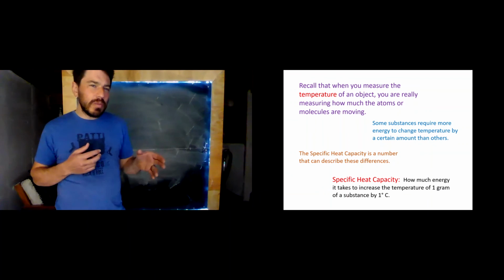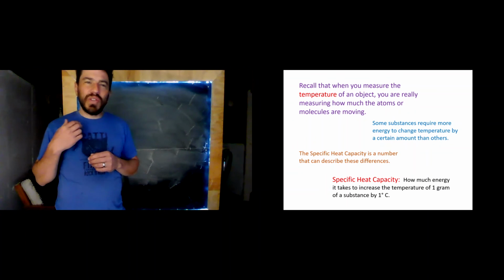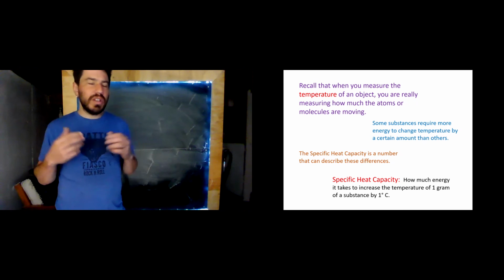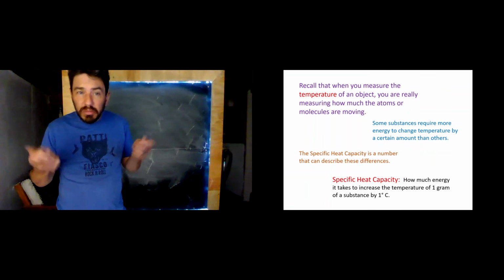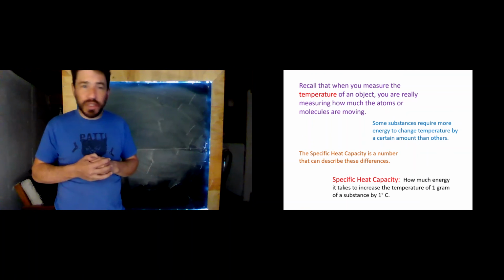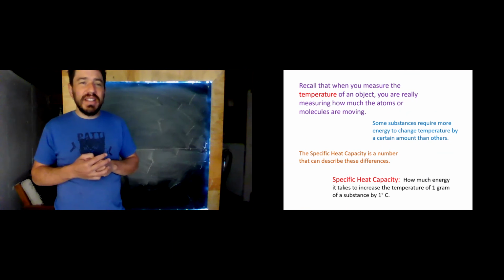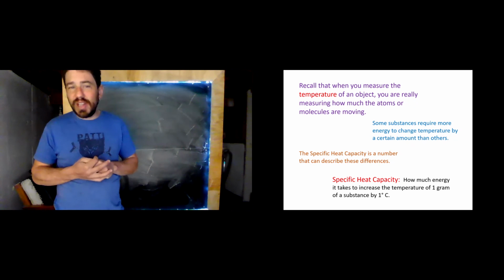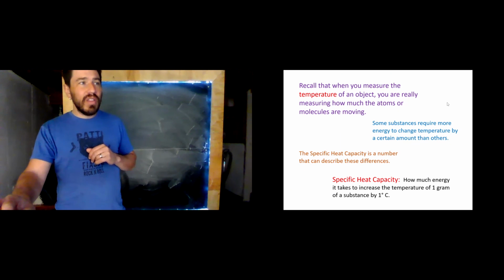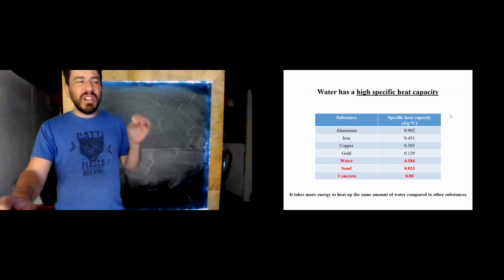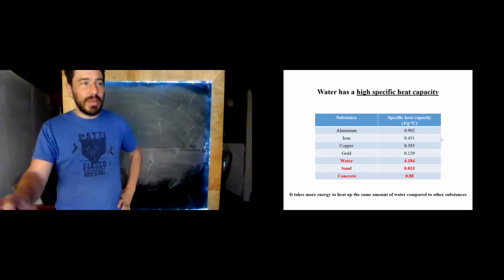So naively, you might think it just takes the same amount of energy, right? If I put a piece of aluminum on my stove and an equal mass piece of iron on my stove, and I turn them on to medium, then 10 minutes later they should be the same temperature. It's not true. It takes different amounts of energy to change the temperature of different kinds of things. And it turns out that water has a very, very high specific heat capacity.